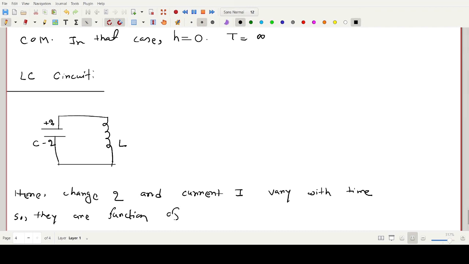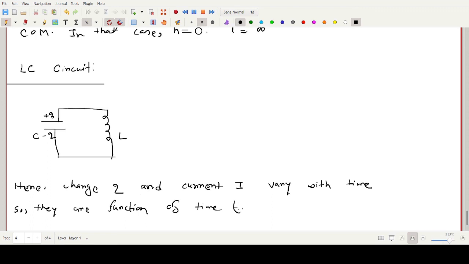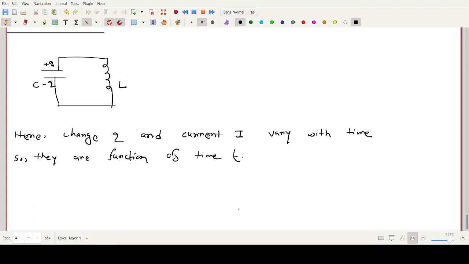So they are functions of time. Now let's say we want to measure the voltage across the capacitor, and we want to measure the voltage across the inductor. So what is the voltage between the plates of the capacitor? Voltage is given by Q by C, and here the voltage is also a function of time, because charge is also a function of time.